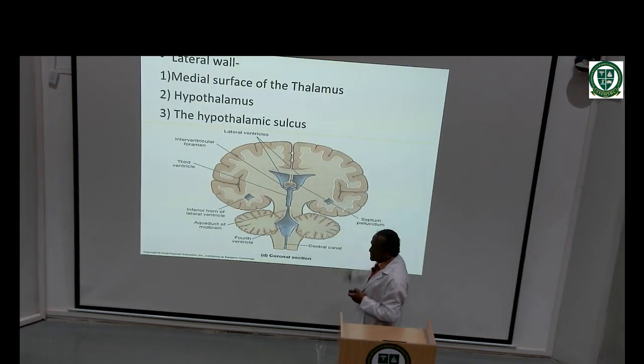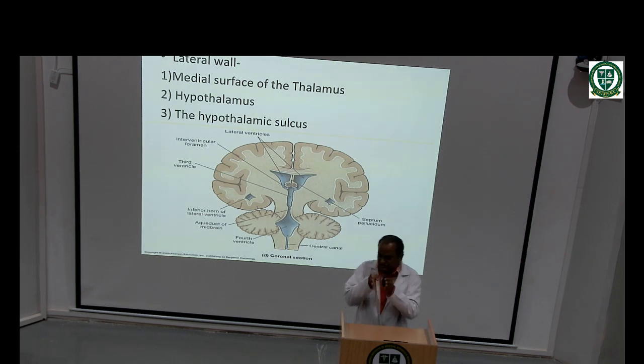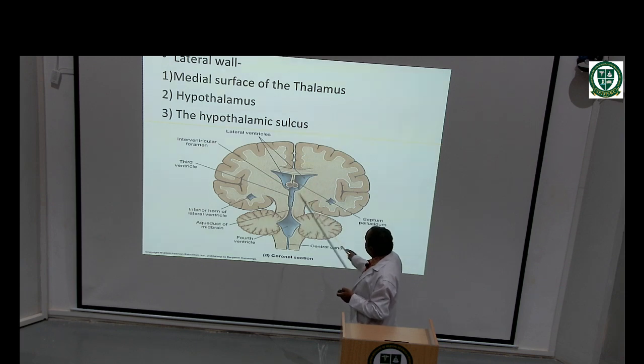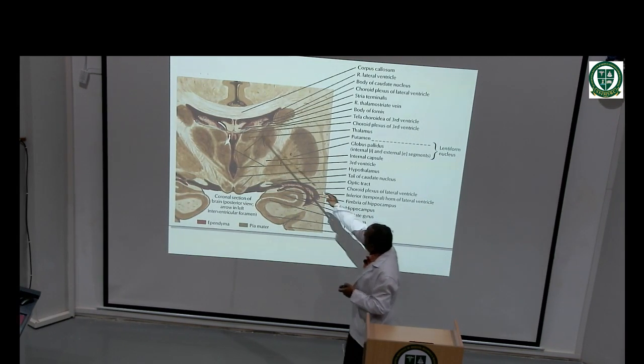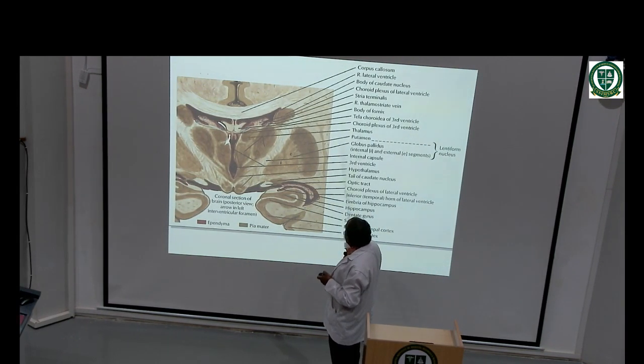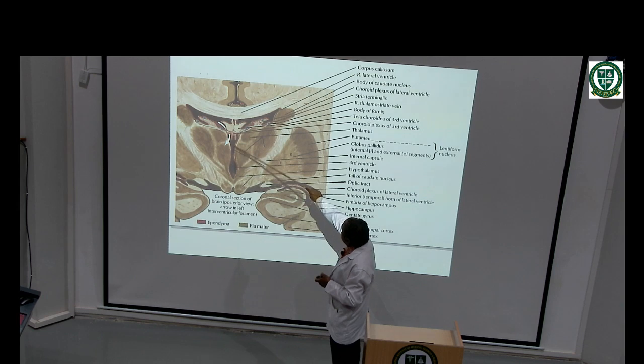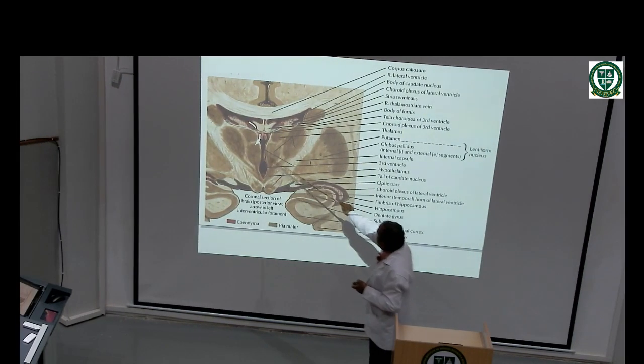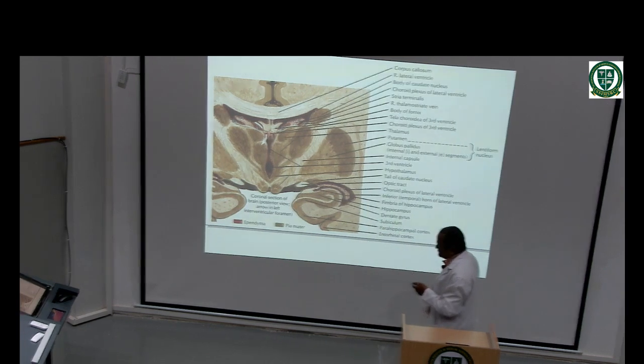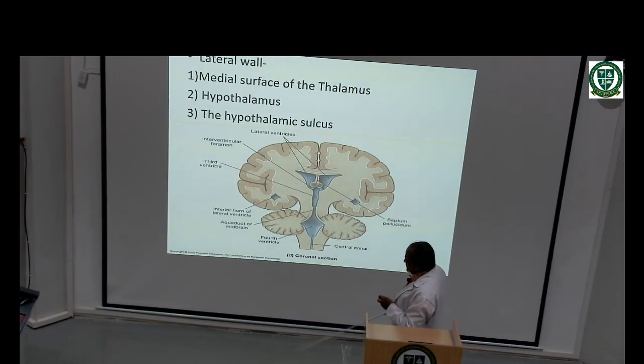So this is the coronal section of the brain. In this you can see the third ventricle. You can observe the third ventricle is like a narrow slit between the two thalamus. You will get the thalamus here, hypothalamus here. In this diagram you can see very clearly. This is the right and left thalamus, and this is the hypothalamus. This is the narrow slit-like third ventricle.